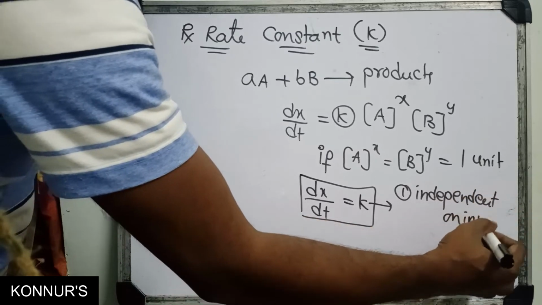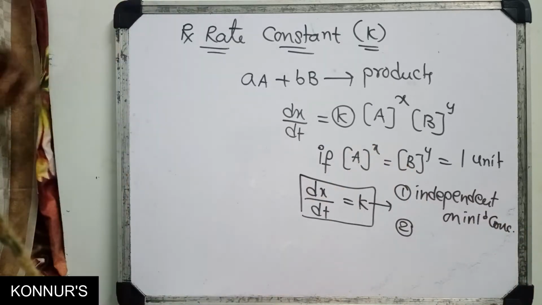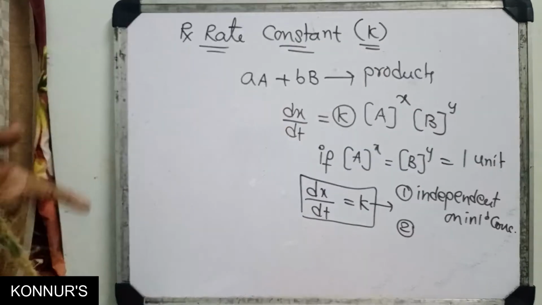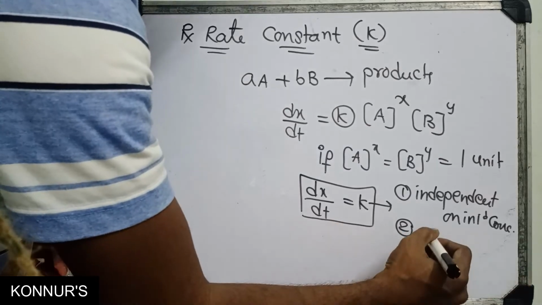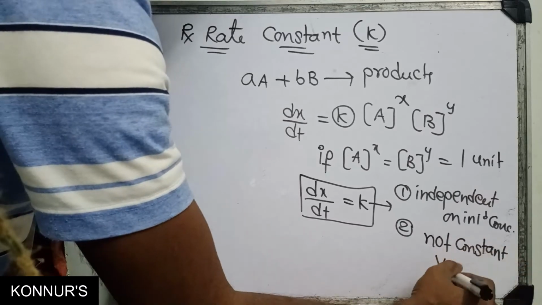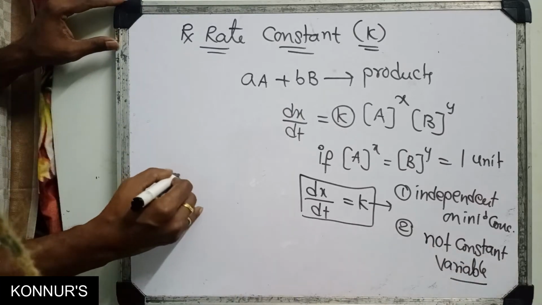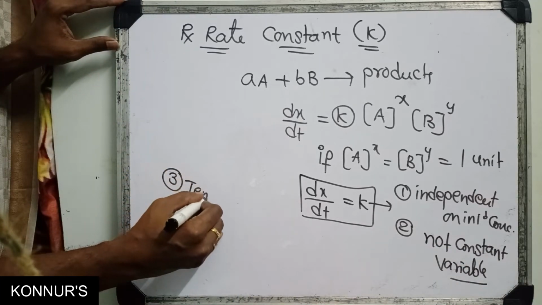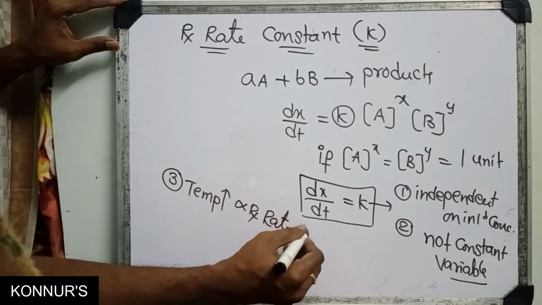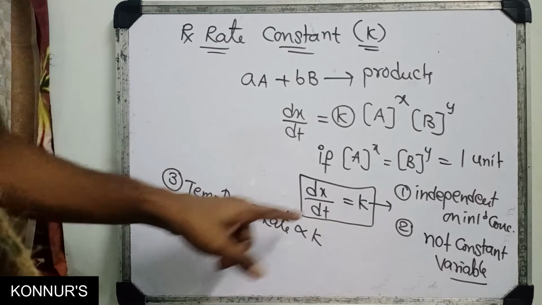So based on this, the K value is independent of initial concentration. Next, the K value depends on the reaction, so it is not a universal constant. It is a variable, it changes. Next, if temperature increases, the reaction rate increases, which means the K value also increases. So these three are the important points for K.